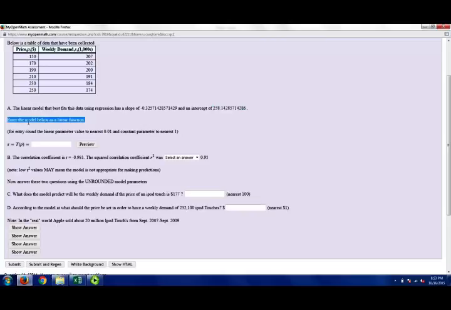Enter the model below as a function, and what I want you to do is enter the nearest 0.01 for the slope and the constant to the nearest whole number. So that means we're going to express this as negative 0.33 times p, the variable, plus 258. And that's it. You can check your syntax, and it looks like the syntax is okay.